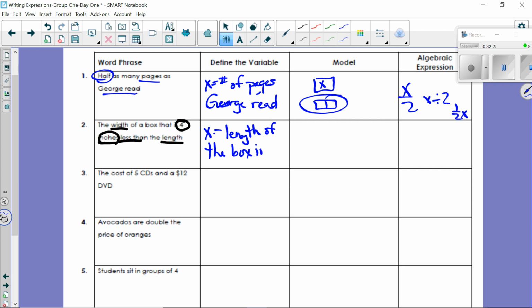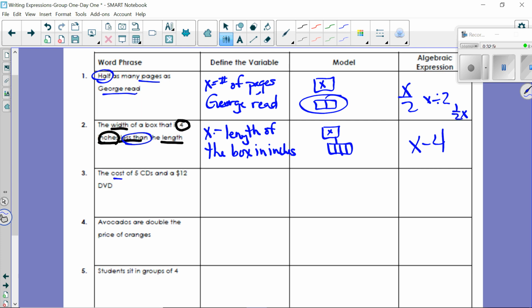Excellent. I'm glad you added the inches. In inches. Okay. Our model, so I know I have my box. Less than is one of those flipping phrases. So 4 inches less than that length. Put the 4 below it, meaning my model, or my algebraic expression, is just X minus 4.